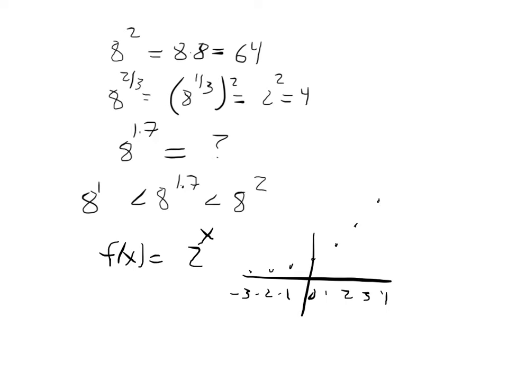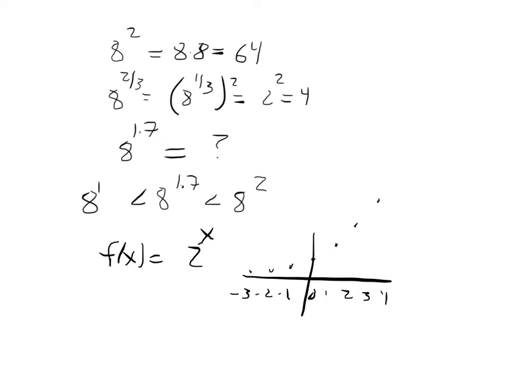It's not 8 times 8. Since 1.7 is in between 1 and 2, we might guess that 8 to the 1.7 will be somewhere in between 8 to the first and 8 squared. If we looked at a specific exponential function like 2 to the x, we could simply plot some points and then ask ourselves what's reasonable to happen in between those points, and that's kind of what we're going to do for now.